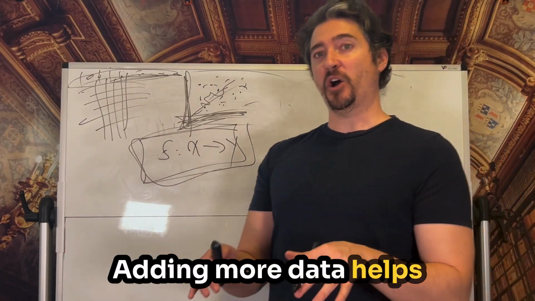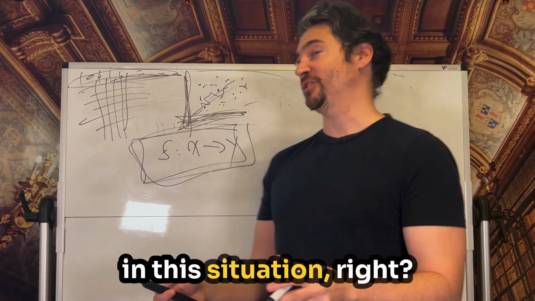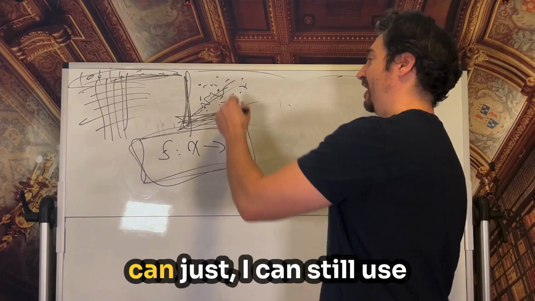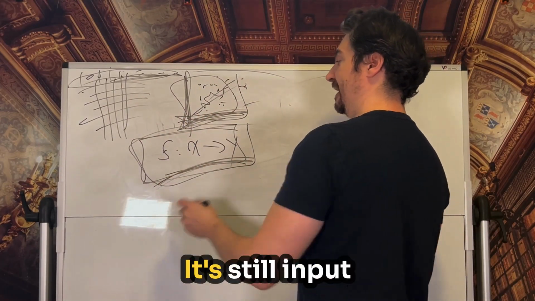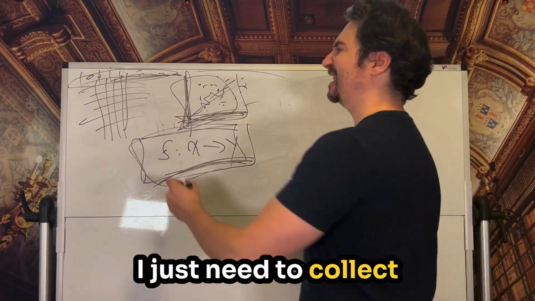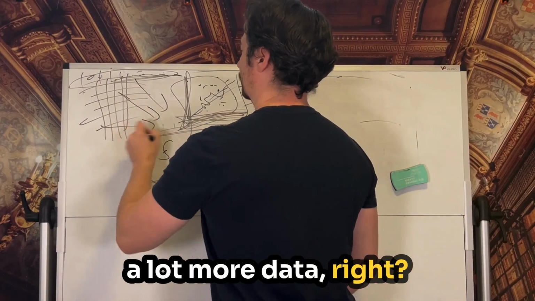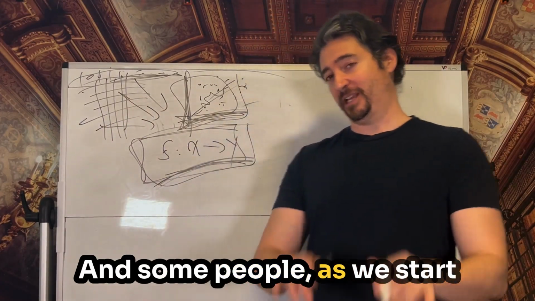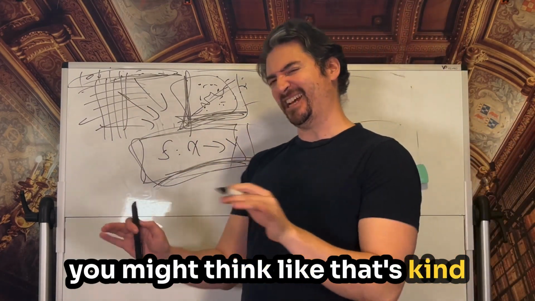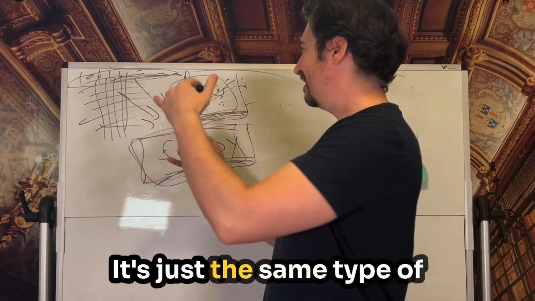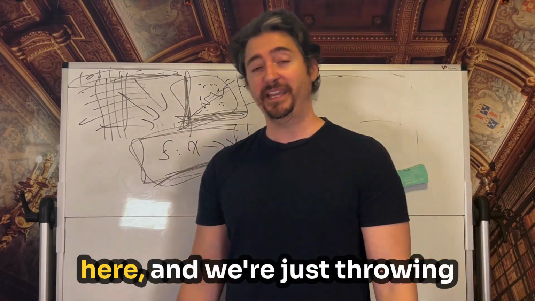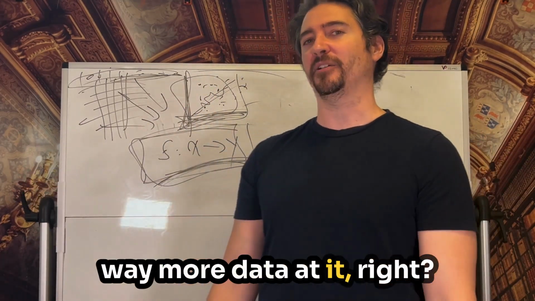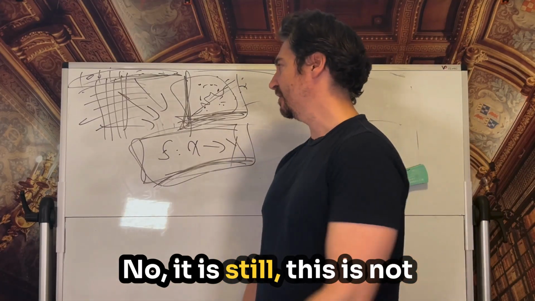Adding more data helps less than expected, actually, in this situation, right? You can say, well, no, I can still use a simple system, okay? Because here's my playground. It's still input mapping to an output. I just need to collect a lot more data, right? A lot more data. And some people, as we start getting into deep learning, might think that's all deep learning is, right? It's just the same traditional statistics or traditional machine learning, and we're just throwing way more data at it, right? No. This is not going to work.